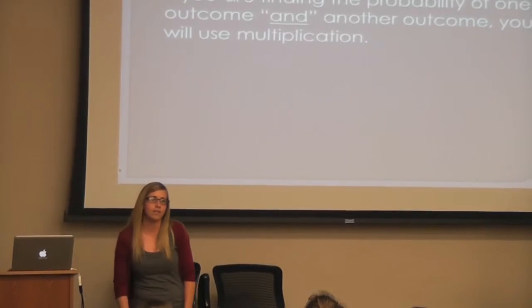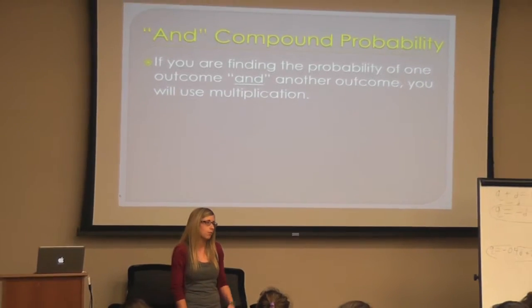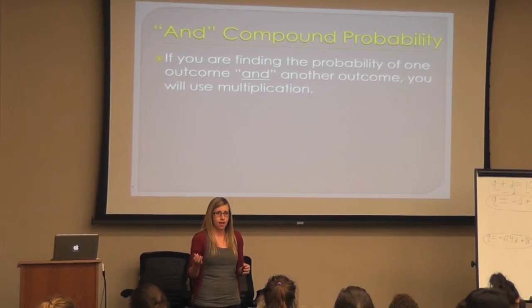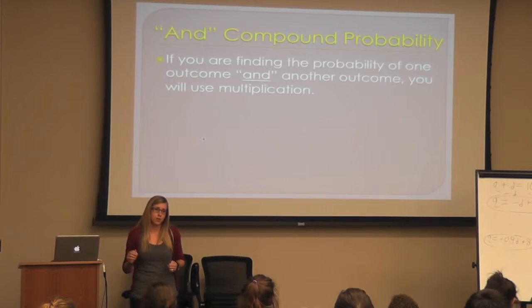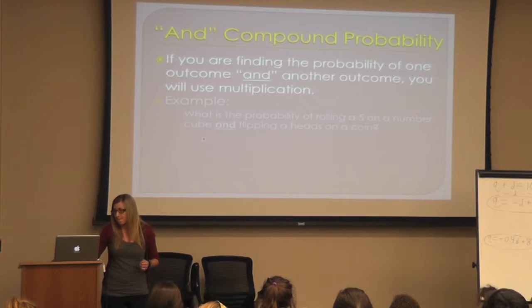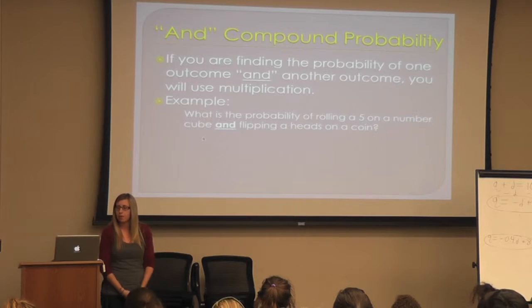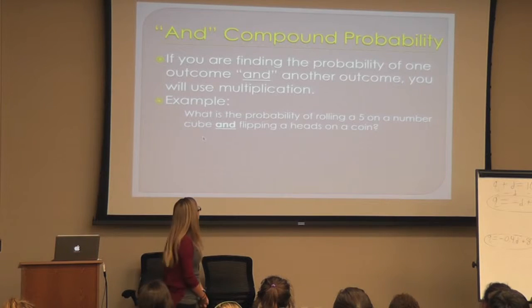Okay, so here's the other kind of compound probability. It's whenever you're trying to find the probability of one outcome and something else happening. And instead of addition, like with OR, you use multiplication. So what is the probability of rolling a 5 on a number cube and flipping a heads on a coin?